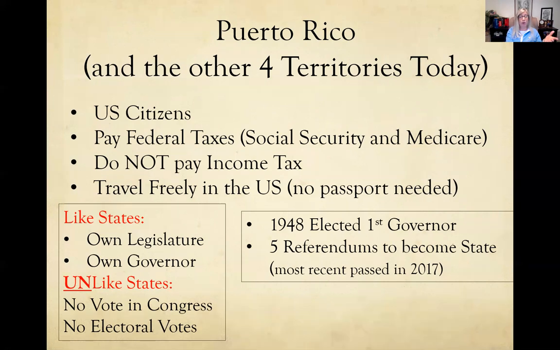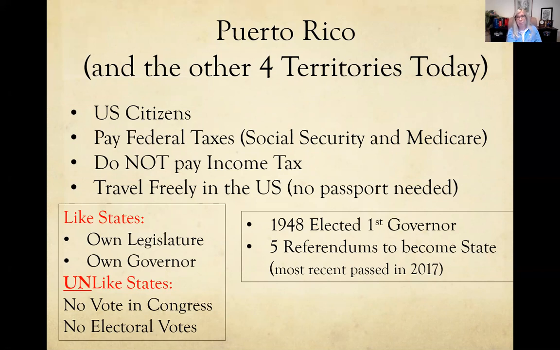All right, so here's where things lie today with Puerto Rico and the others. We've got the fact that they're US citizens, so they are entitled to protections of US citizens. They pay federal taxes, Social Security and Medicare, which means that they can draw those services from the federal government, but they do not pay income tax. So they don't pay federal income tax in Puerto Rico, but they pay other federal taxes such as Social Security and Medicare tax as well.